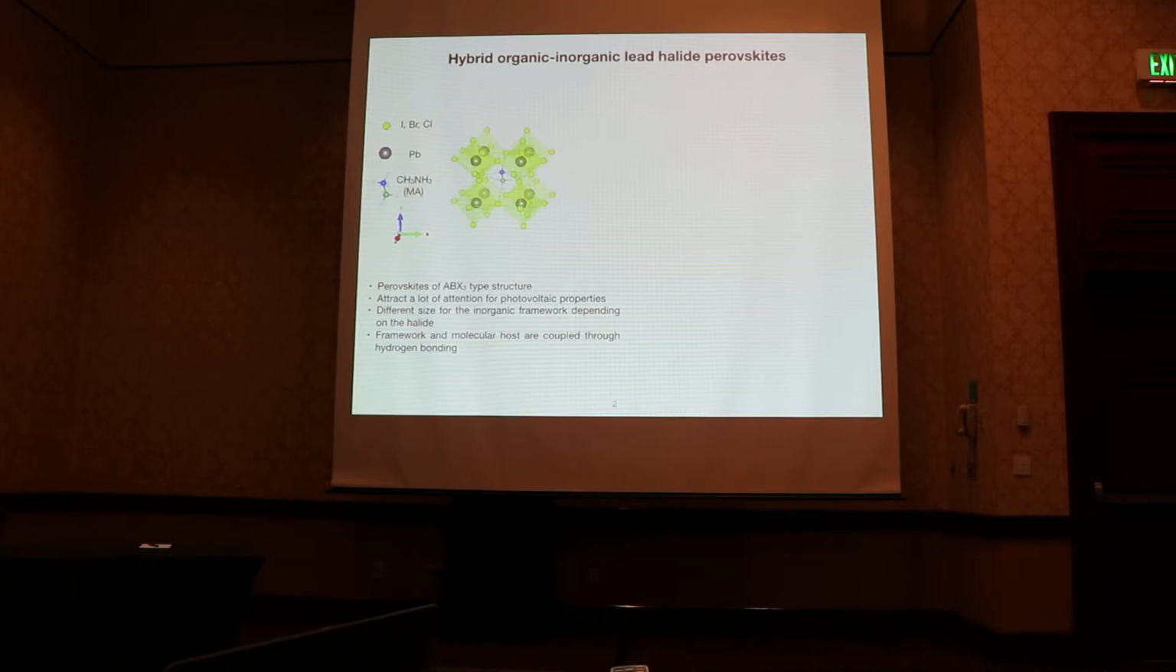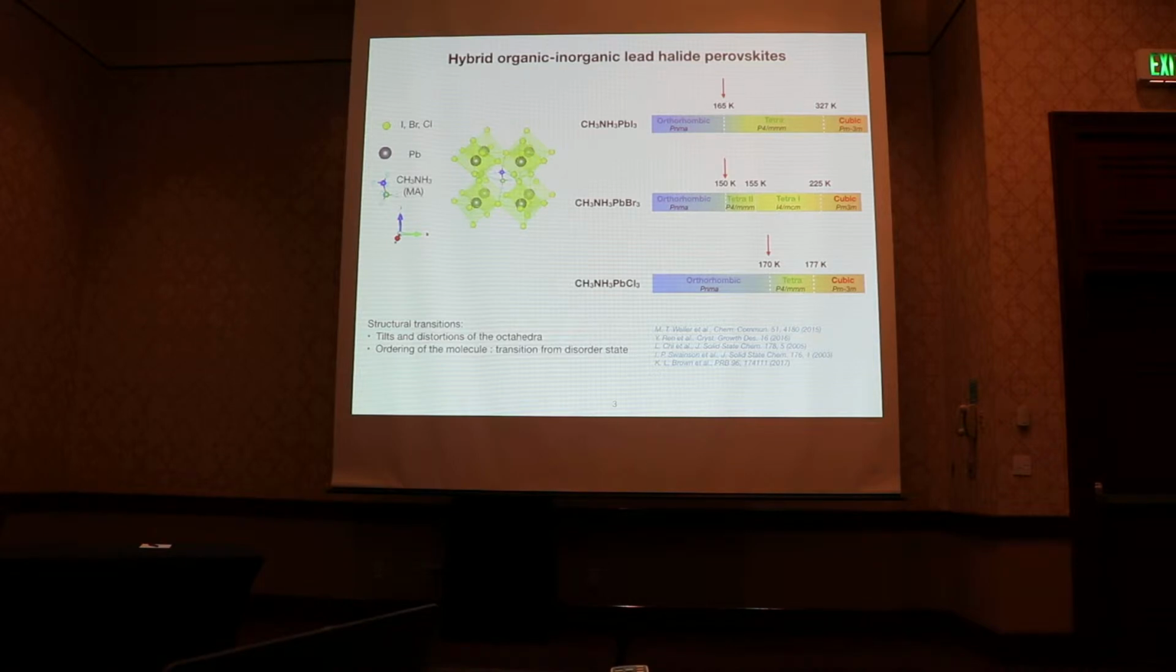And I should also mention that the cage size can vary depending on the nature of the halides. So, for example, iodine has the biggest atomic radius, so this would give the biggest size for the cage, and chlorine has the smallest radius. So the size of the inorganic framework can also influence the strength of the hydrogen bonding.